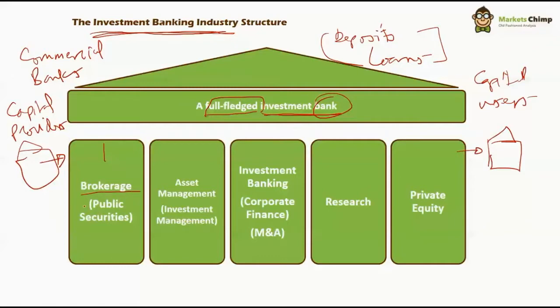One, brokerage, trading in public securities, whether equity or debt. Number two, we have asset management, basically managing different asset classes. Another name for this is investment management. Number three, we have a different activity called investment banking.